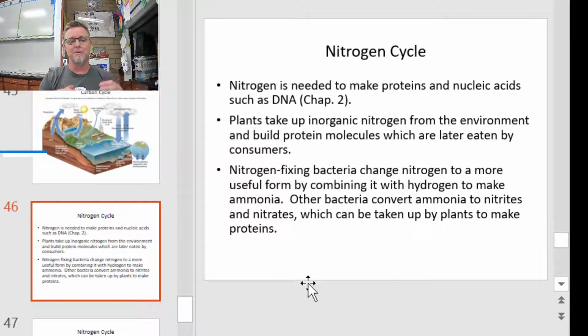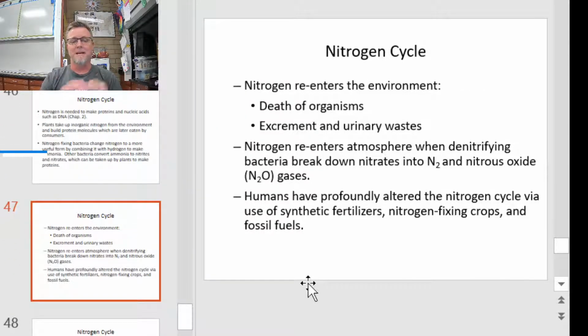So it's really, really important to understand that, yeah, plants take up the inorganic nitrogen from the environment. They build those proteins, right? But it's really the relationship with that bacteria and their roots that makes that possible. Nitrogen re-enters the environment when organisms die or when organisms excrete. Nitrogen re-enters the atmosphere when denitrifying bacteria break down nitrates into nitrogen gas and nitrous oxide, or NO2 gases.